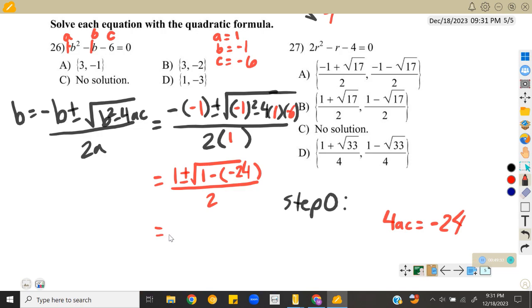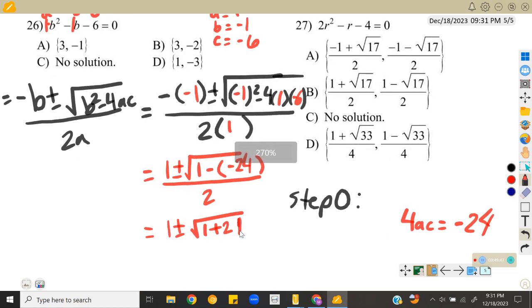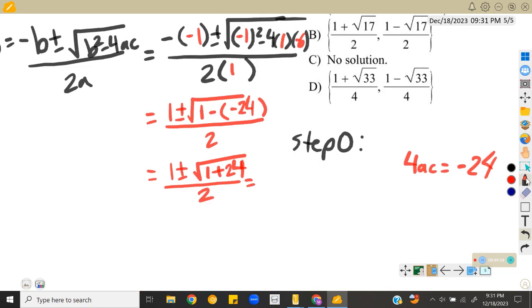If you can get through that, I'm telling you, doing the 4ac on the side will save you from that little problem. Minus negative 24 means to add 24. And so now we can see that what's going on here is that we have a sum. We're going to add these values together. So now we can continue working, and we have 1 plus or minus the square root of 25, all over 2. And now when we finish this up, we can realize that the square root of 25 is 5.